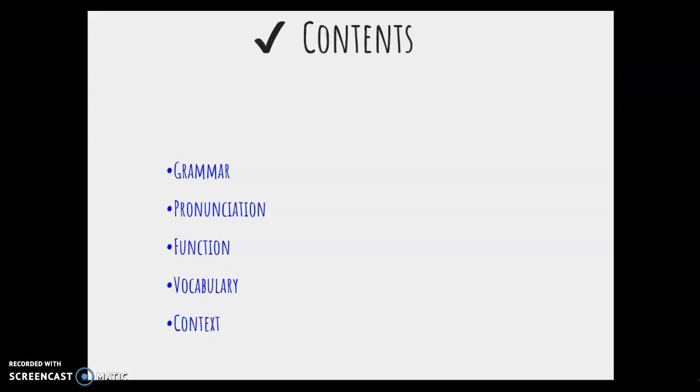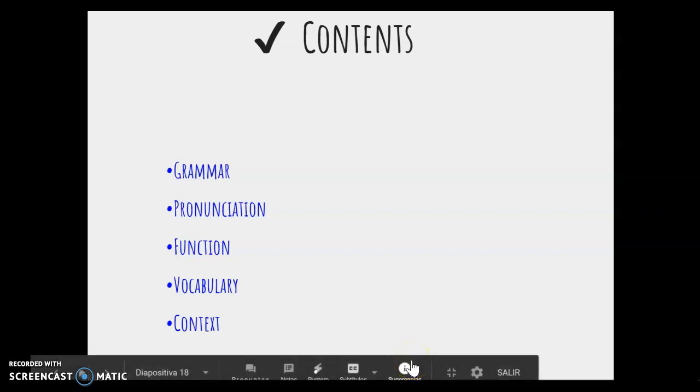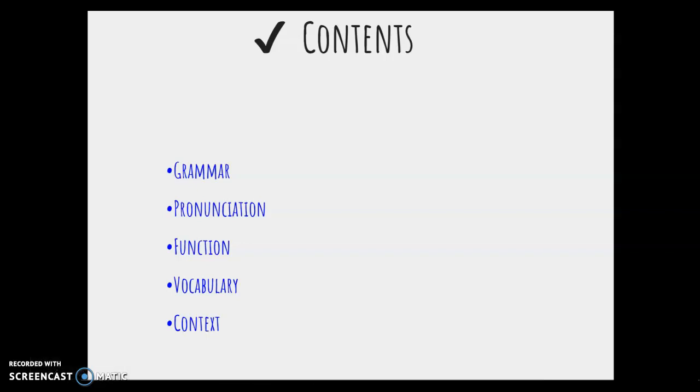Of course, when writing the contents, something we have already established is that we have to divide the contents into these 5 important aspects. We analyze the content considering grammar, the grammar we're going to teach or work with in this class. Pronunciation, the pronunciation we're going to work with.